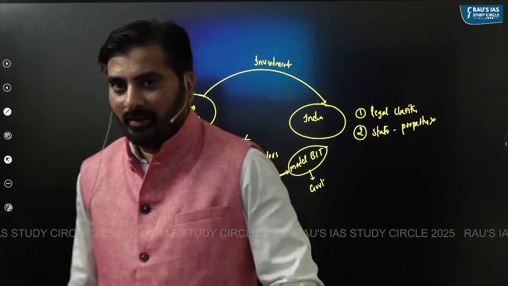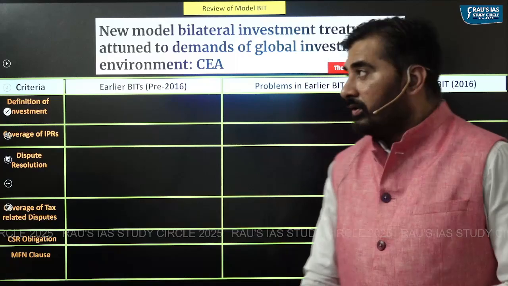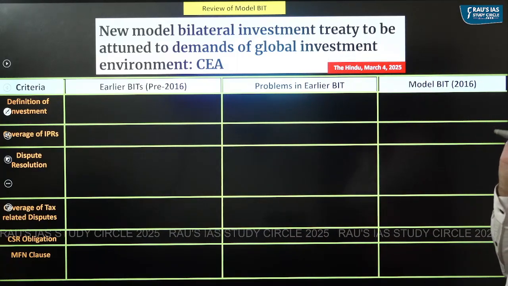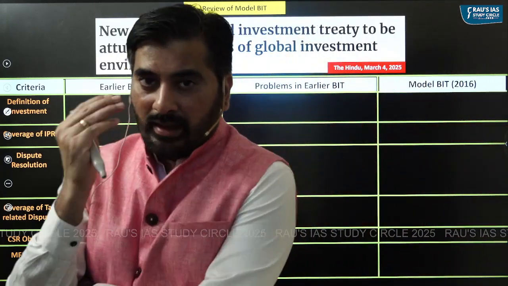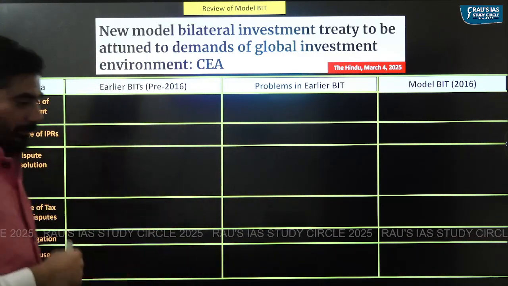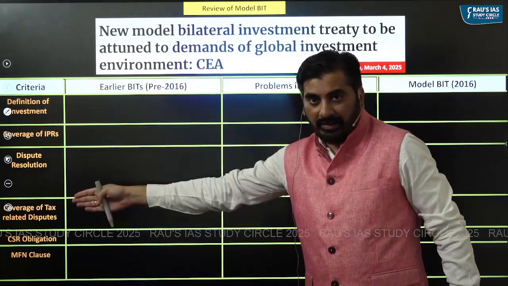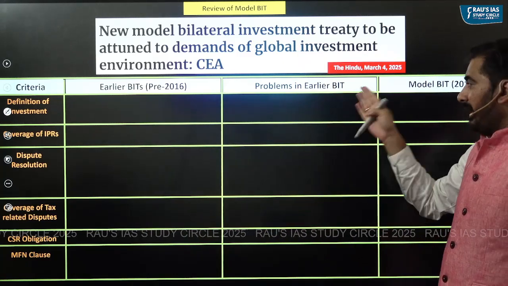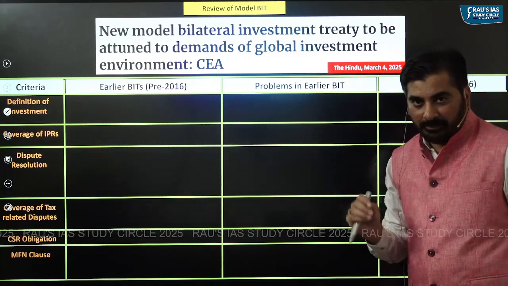Let's understand through a tabular format. So you can see here, new model bilateral investment treaty to be attuned to the demands of global investment environment as highlighted by Chief Economic Advisor. So let's see here with respect to earlier BIT, what was the criteria, what was the problem in that criteria, and how this problem has been rectified in model bilateral investment treaty.